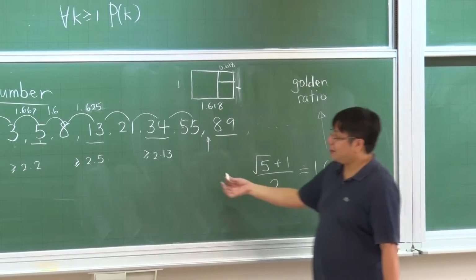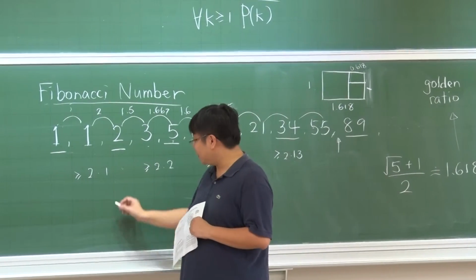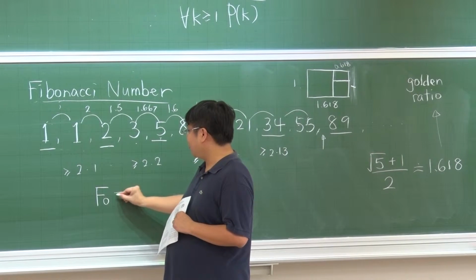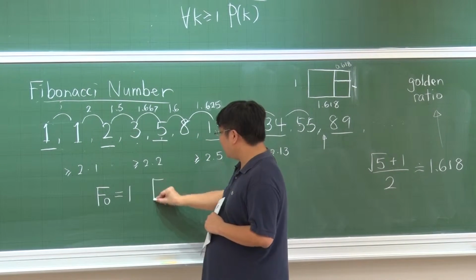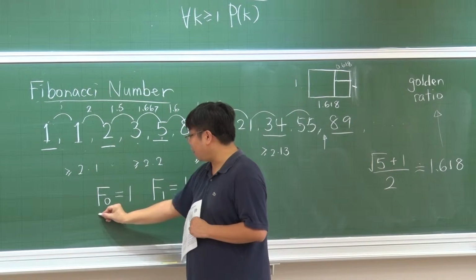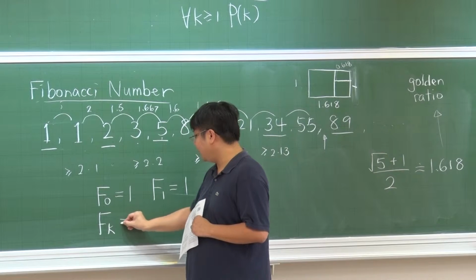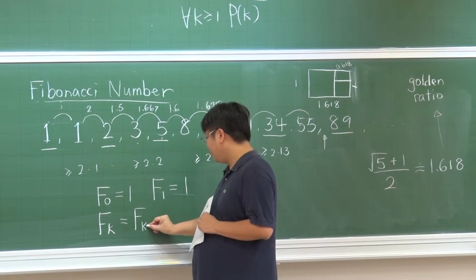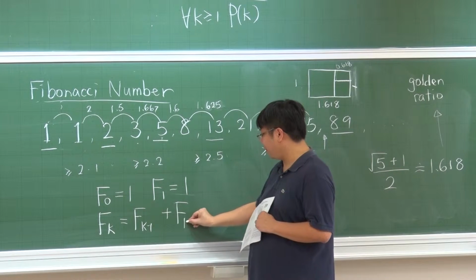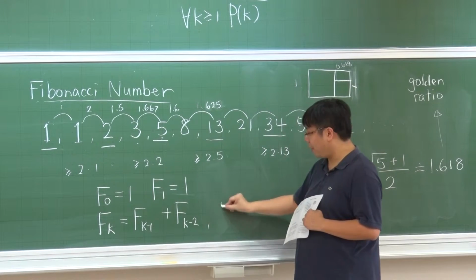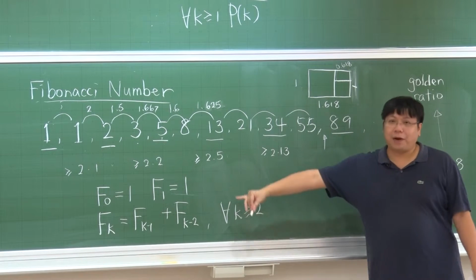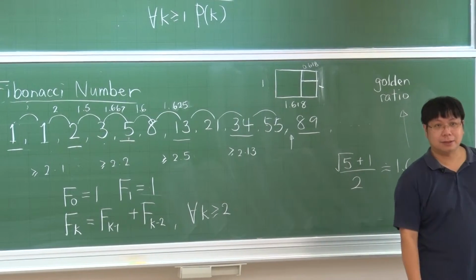So in general, the Fibonacci number is something like this. You have 2 initial conditions. Let's call the first number F0, and let me call it 1. You have the second number F1, and let me still call it 1. So 1 and 1. And we have Fk equal to Fk minus 1, the previous term, plus Fk minus 2, the term before the previous term. And this holds for every k greater than or equal to 2. Then this defines a sequence, the Fibonacci sequence.